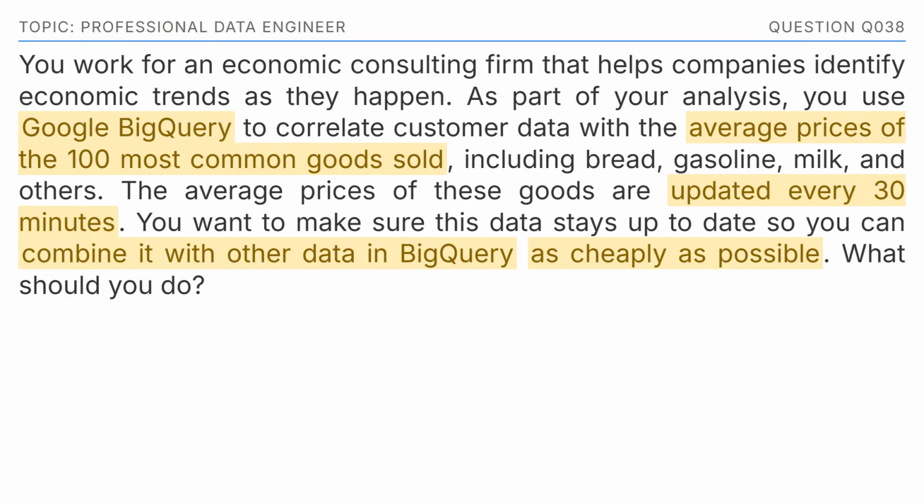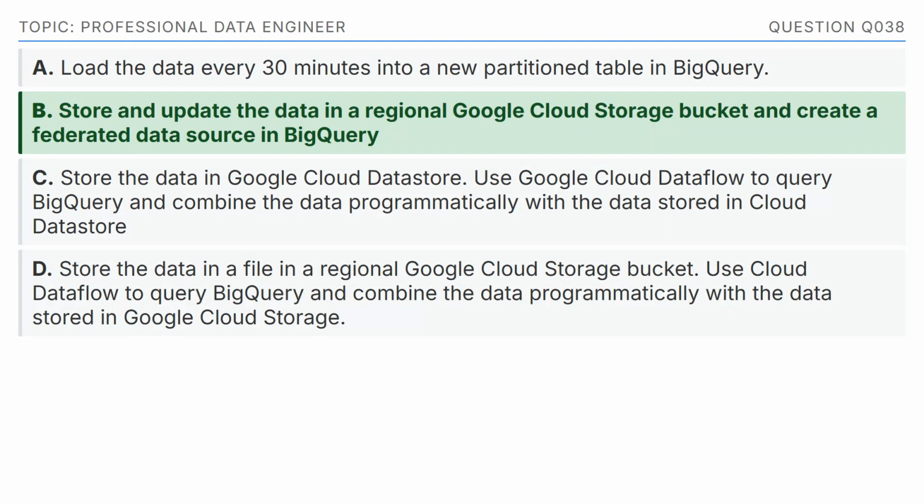To arrive at the correct answer, we focus on the keywords: Google BigQuery, average prices of the 100 most common goods sold, updated every 30 minutes, combine it with other data in BigQuery, as cheaply as possible. The correct answer is option B, store and update the data in a regional Google Cloud Storage bucket and create a federated data source in BigQuery.